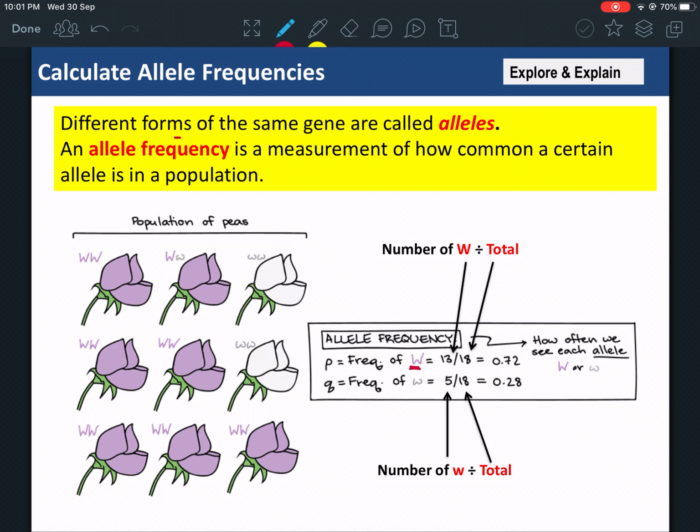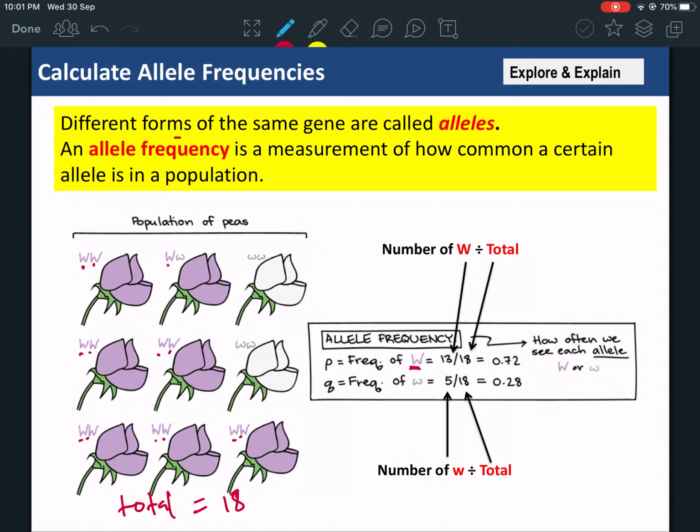You do it this way. You count how many alleles you have. Let's count: 1, 2, 3, 4, 5, 6, 7, 8, 9, 10, 11, 12, 13, 14, 15, 16, 17, 18. So I'm going to write here the total equals 18. Now I will count how many big ones, how many dominant ones, how many capital W. So we have 1, 2, 3, 4, 5, 6, 7, 8, 9, 10, 11, 12, 13. So I have big W, 13.